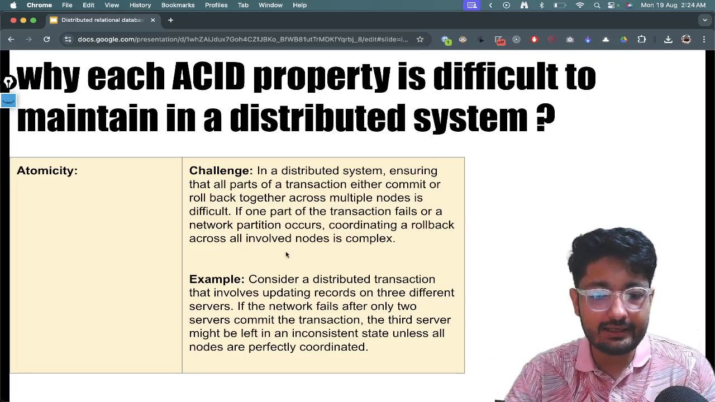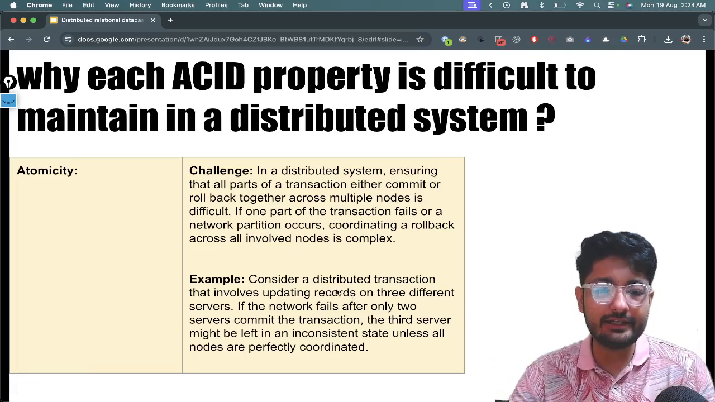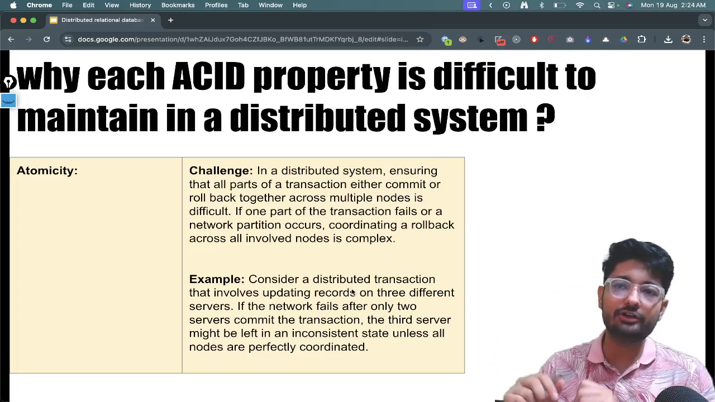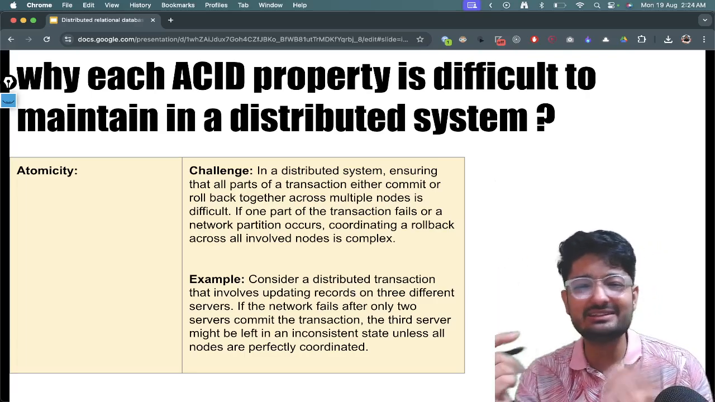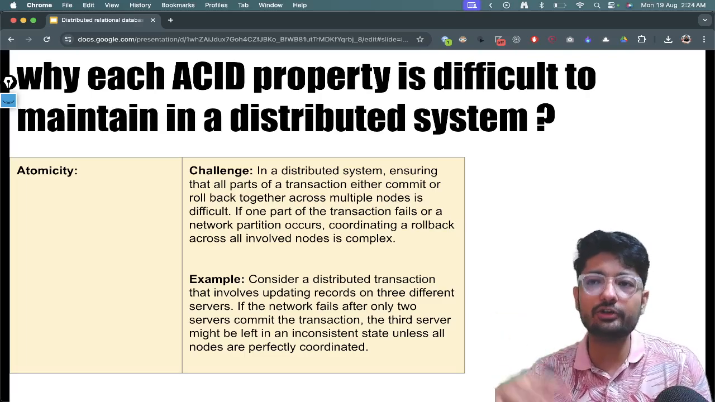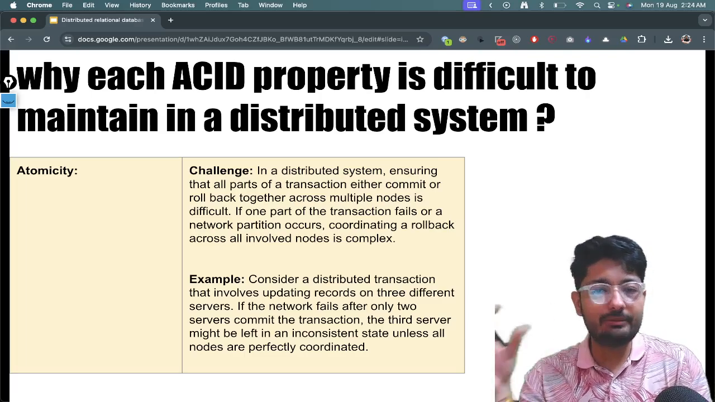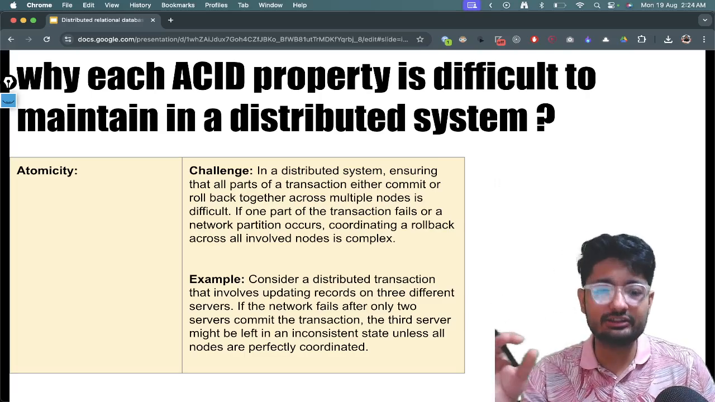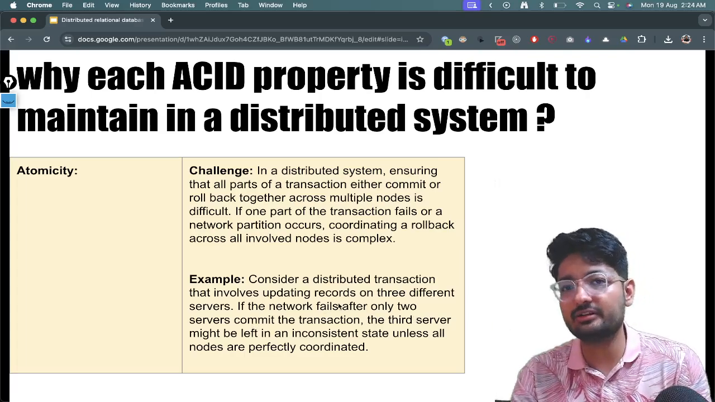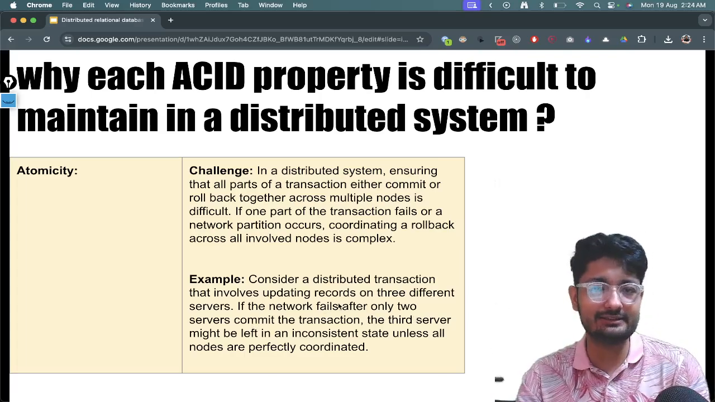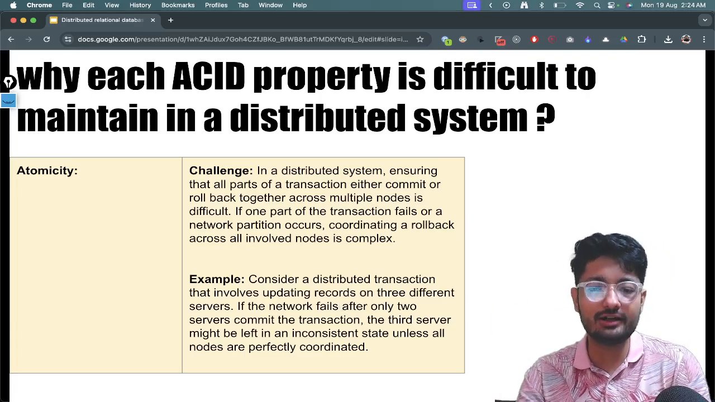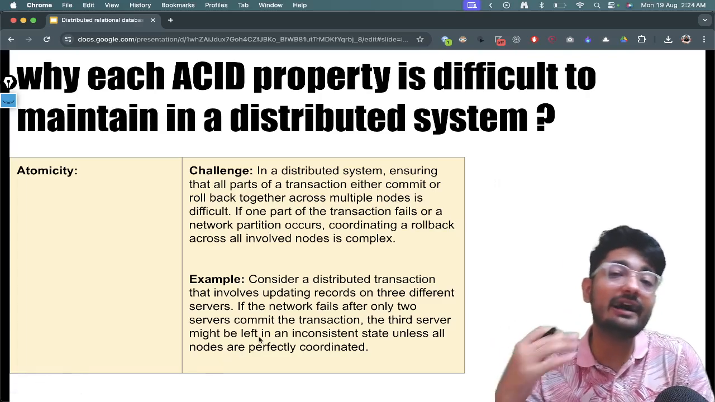Consider a distributed transaction that involves updating records on three different servers. You have three different servers and you have to update all of them. Let's understand servers here as different databases. These servers are talking to different databases, and you have to do it in a transaction. If the network fails after only two servers commit the transaction, and then the third server fails while making the change, the third server might be left in an inconsistent state.